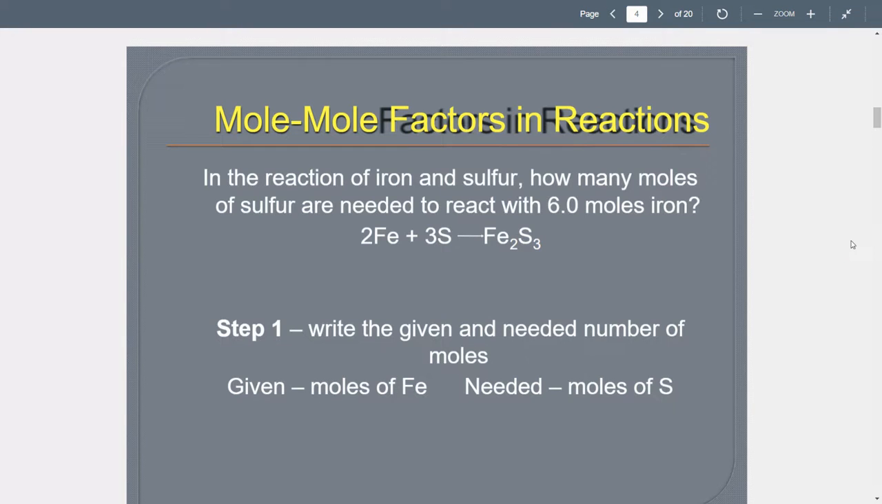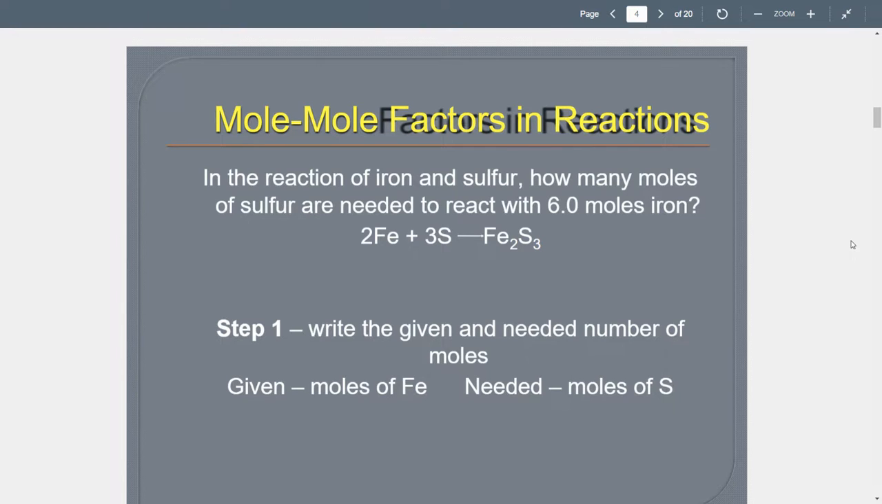You'll always be given 2 parts of a problem. You're going to be given what your starting point is. It's called your given, and then it's going to ask you to find something, which is going to be your needed. So I've got a given and I've got a needed. In this case, the problem is giving me moles of iron. How many moles of iron is it giving me?